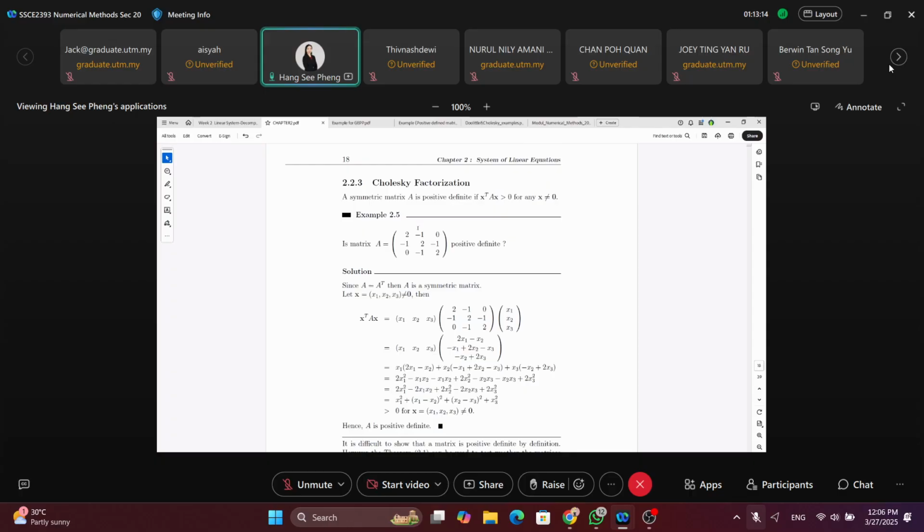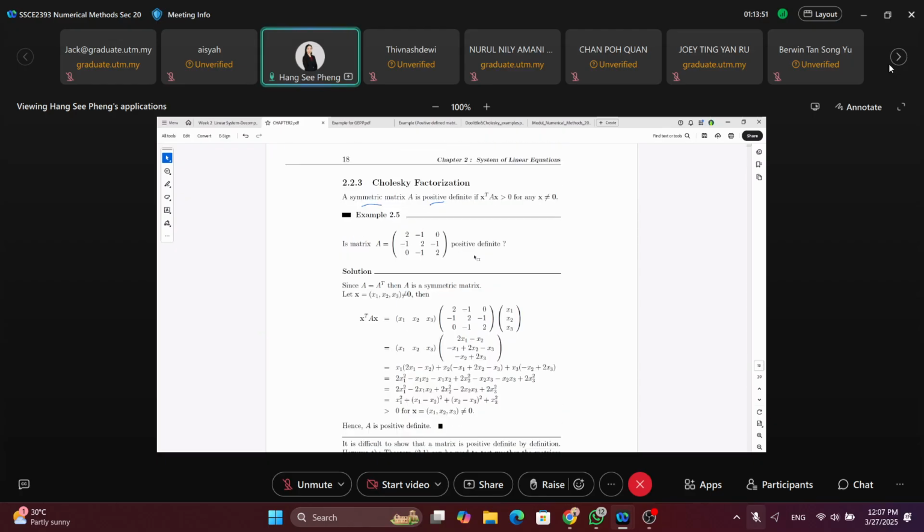This method, normally we use it to solve a system of linear equations with a matrix A that is a symmetric positive definite matrix. So you may ask, what is a symmetric positive definite matrix? Look at the definition here. Before we decide whether to use the Cholesky method or not, we have to check the matrix A, which is extracted from the coefficients of each of the equations on the left-hand side.